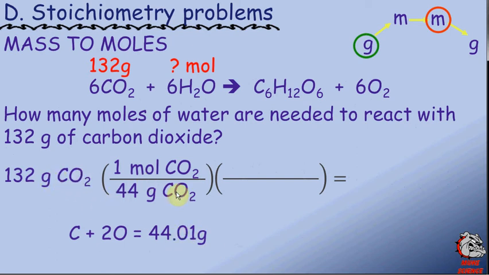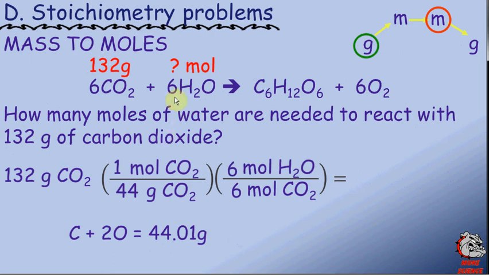Grams of carbon dioxide cancel. We have 1 mole of carbon dioxide left, so moles of carbon dioxide goes down here to the bottom. And in this one, I'm going from moles of carbon dioxide to moles of water. So that's 2 different substances, and I need to get the mole ratios from the equation.